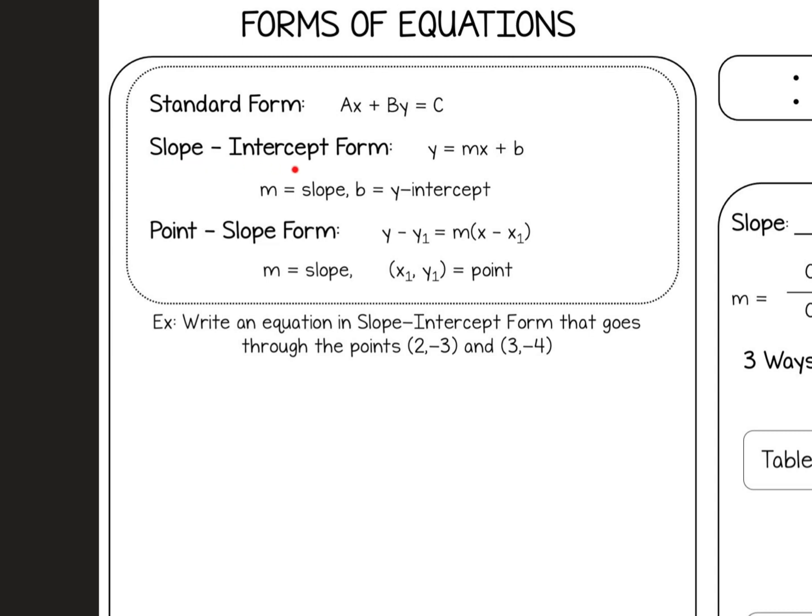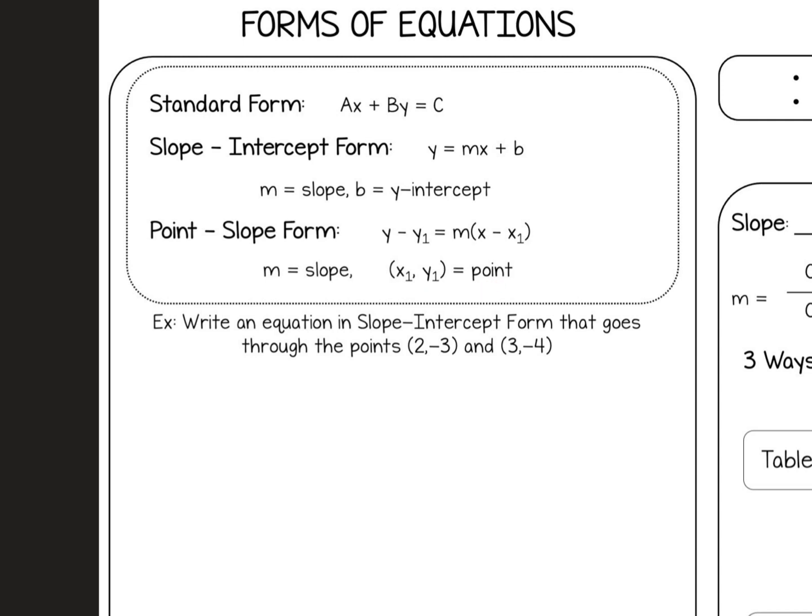Next is slope-intercept form, which is y equals mx plus b. Here, m is your slope and b is your y-intercept. The final form is point-slope form, which is y minus y1 equals m times the quantity x minus x1, where m is the slope, x1 is the x-coordinate of the point, and y1 is the y-coordinate of the point.